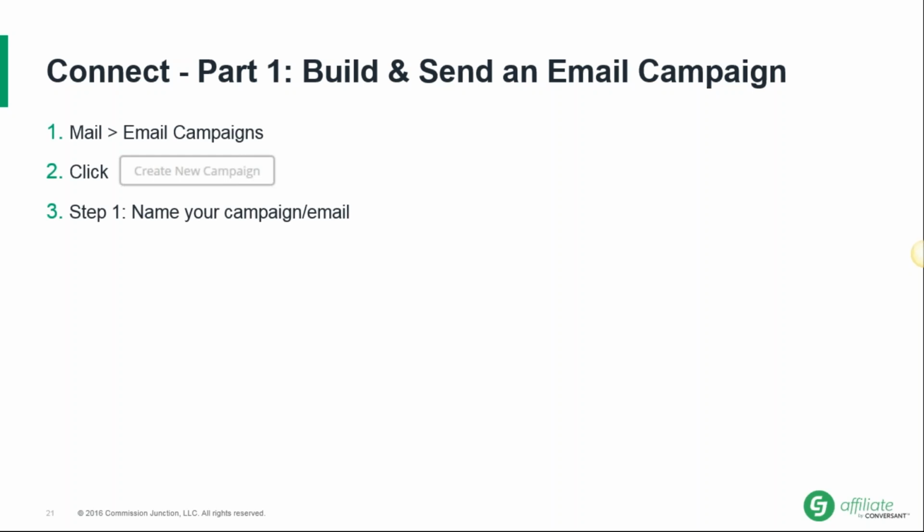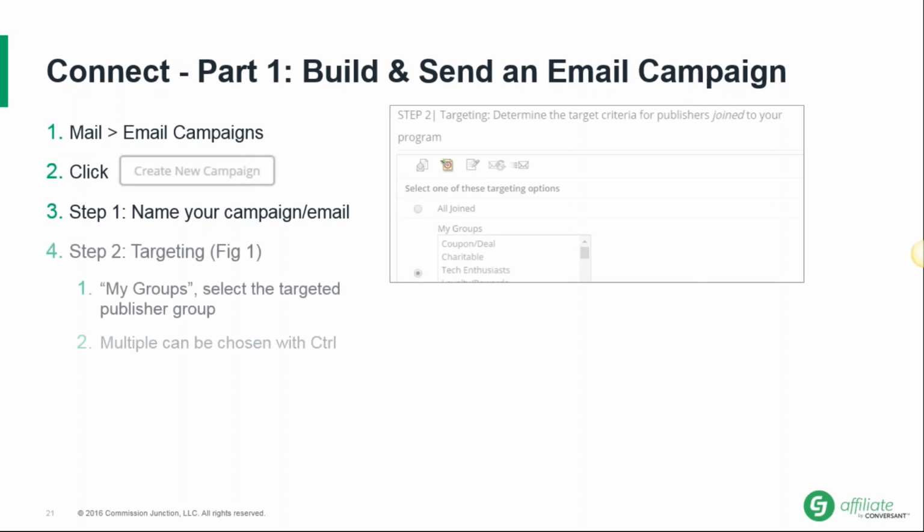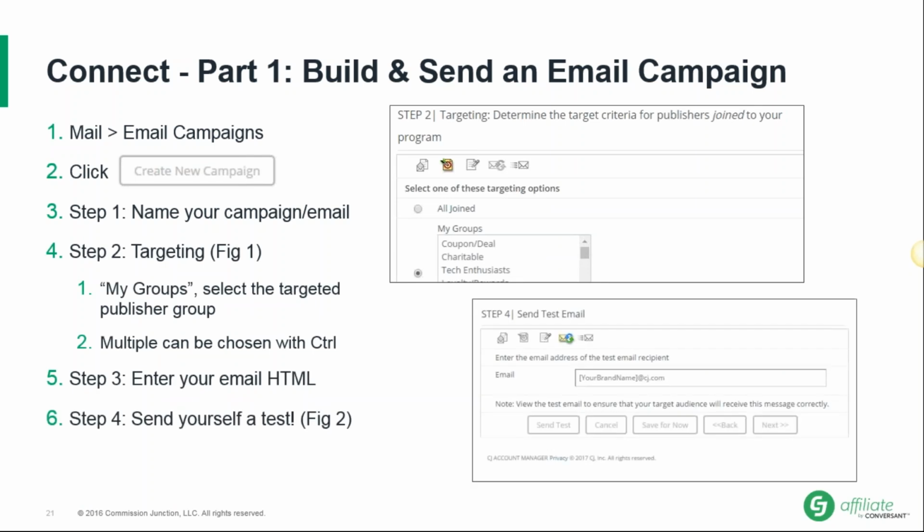Name your campaign and email tied to it. You can group all of your activation campaign emails into a group this way. And go to step 2. At the top, click the radio button in the My Groups row and select the group or groups you want to send it to. You can select multiple by holding Control as you click them. Follow the rest of the steps of the wizard to produce your email, and always send yourself a test first to make sure it looks good.